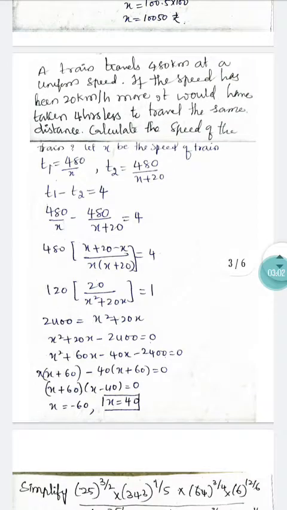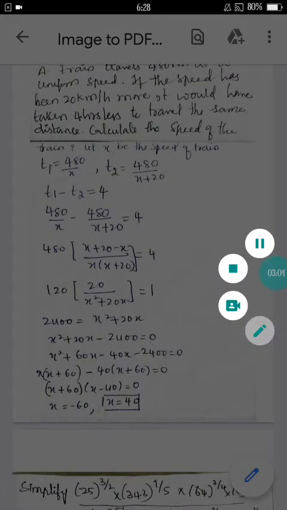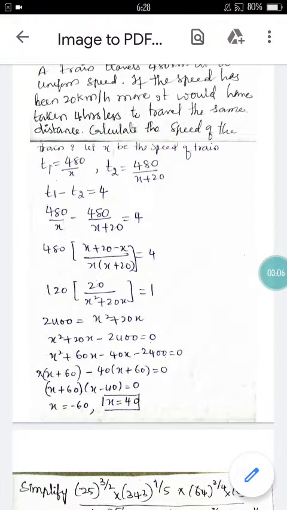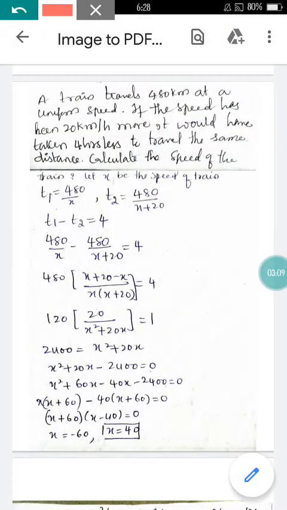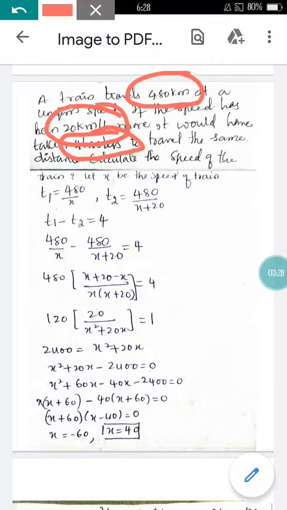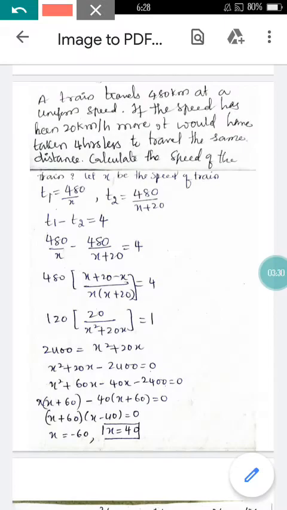Question number 3. A train travels, let me take it down. A train travels 480 km at a uniform speed. What is the distance it is traveling? It is 480, right? If the speed has been increased 20 km per hour more, it would have taken 4 hours less. You can see here 4 hours less to travel the same distance. Calculate the speed here. So they are asking to find the speed.